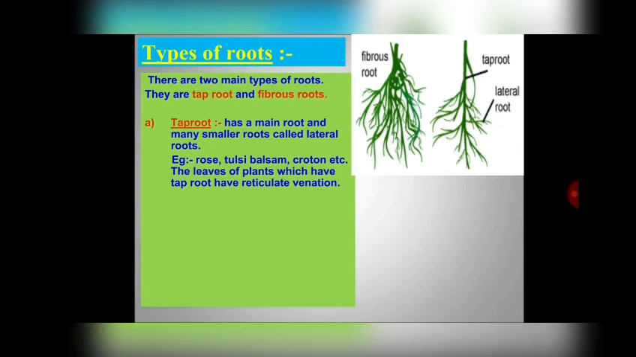We can see here the taproot is the main root in the middle, and some smaller roots also arise from this, called lateral roots. Examples: rose, tulsi, balsam, croton, etc. And one more thing about the leaves of the plants which have taproot. The plants which have taproot have reticulate venation. We will see after this, when we study about leaf, what is reticulate venation. Reticulate venation is like a network, a net-like venation in the leaf.